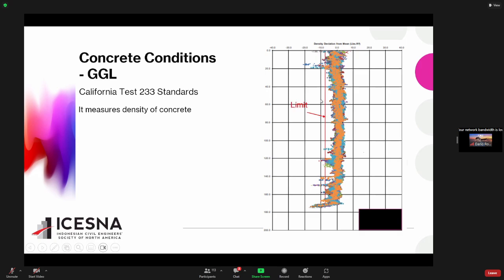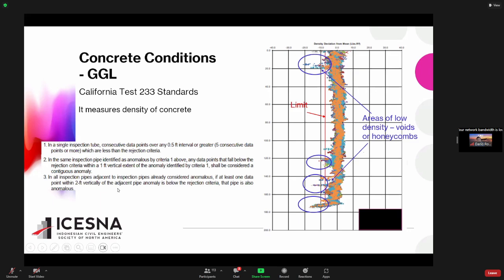So the red line is the limit. If your density deviation is more than the red line, that means you may have a problem here. Your density is too low, so you may have some issue with your concrete. This is the area of low density, which could be some honeycombs. Basically it's telling you that you may have some issue with your concrete quality at different depths.